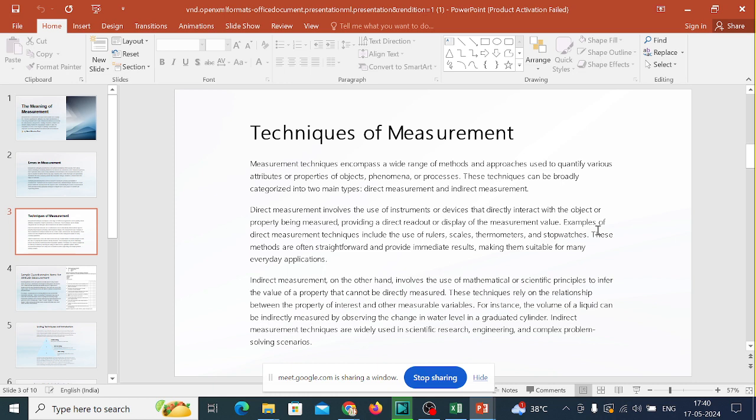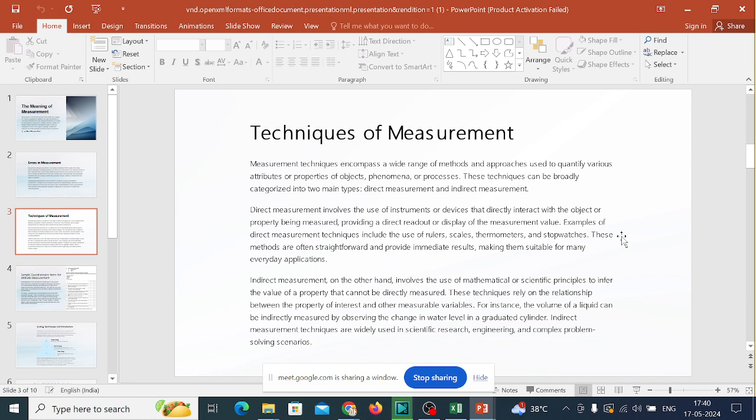Okay, now these methods are often straightforward and provide immediate results, making them suitable for many everyday applications. Direct measurement is very helpful, very suitable, and very reliable to use. Why? Because on the spot it gives you the measurement. A thermometer, on the spot, gives you the measurement of a fever that anyone is having.